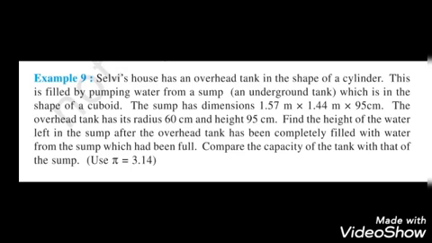So the volume of the cylindrical tank is subtracted from the volume of the sump. Volume of the sump, that is the volume of the underground tank, minus the volume of the cylindrical tank, gives you the volume of water left in the sump. And next you need to find out the height of the water in the sump. In the solution we will see in detail how much water is left in the sump and what is the height of the water.